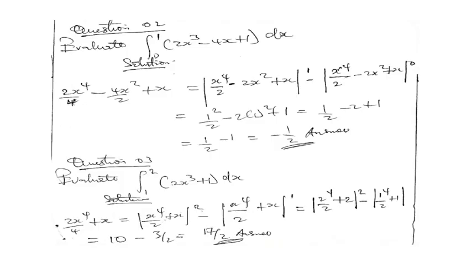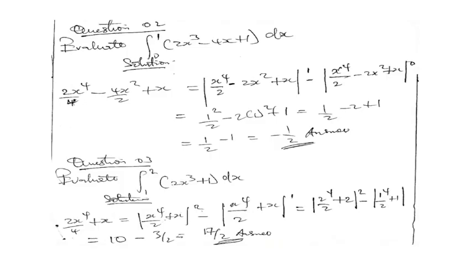Number 3, evaluate the functional value from 2 to 1 of open bracket 2x raised to the power 3 plus 1 close dx. Solution. We have 2x to the power 4 over 4 plus x. Putting the maximum value 2 minus 2x to the power 4 over 4 plus x.